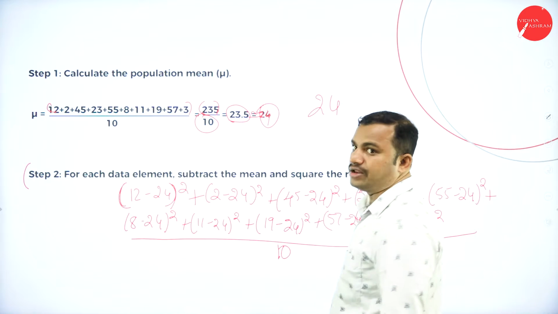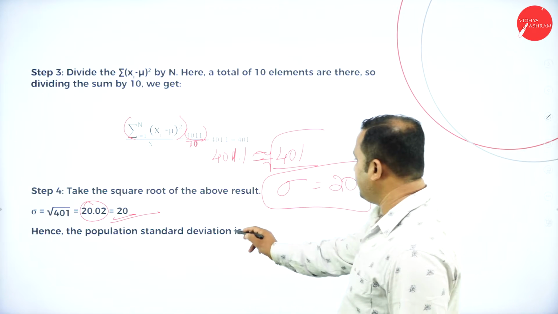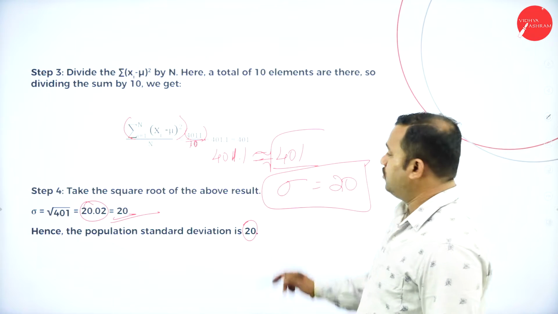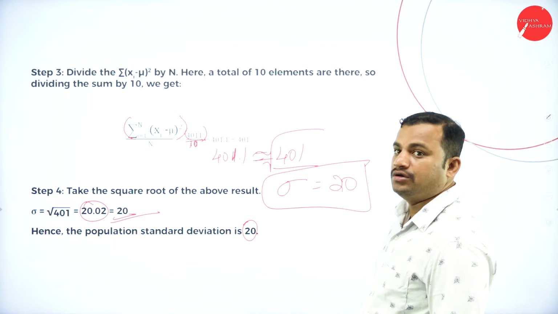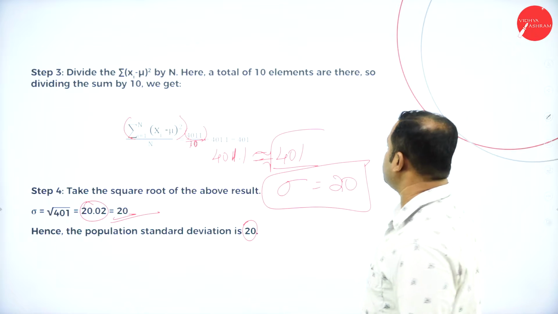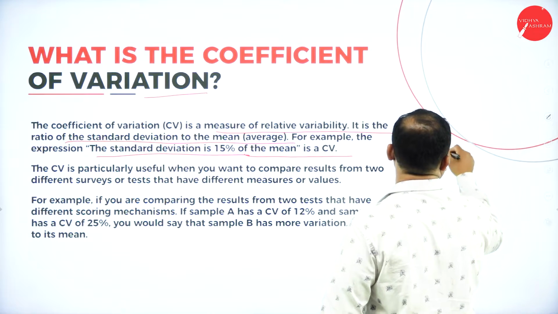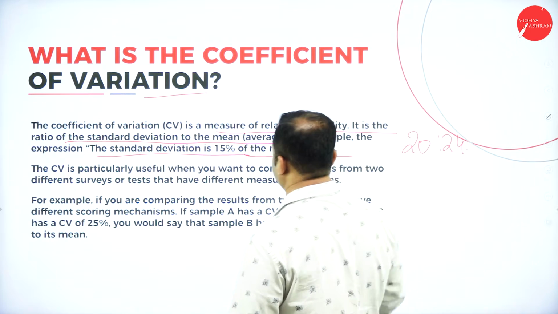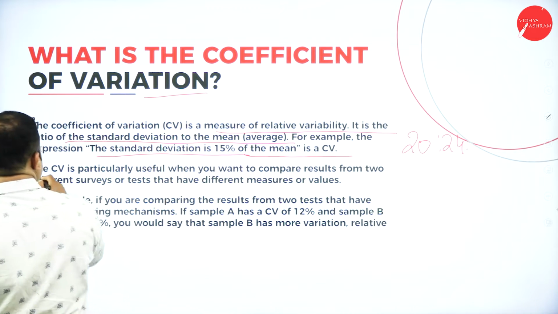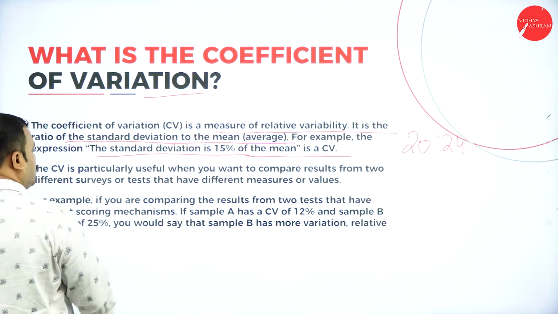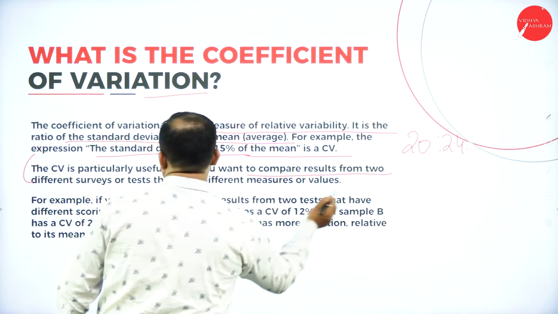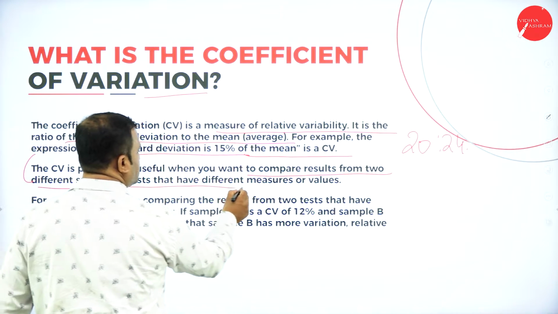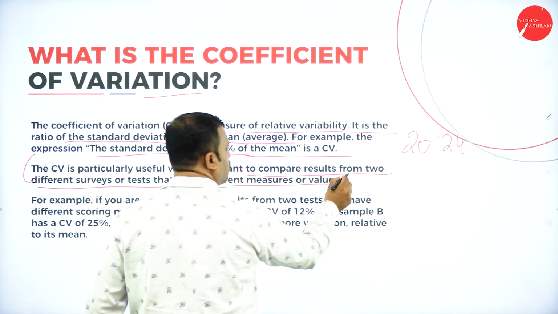We have found 24. What is the standard deviation? That is 20. The ratio of 20 to 24 is called the coefficient of variation. What is the deviation that is taking place from year to year? The CV, the coefficient of variation, is particularly useful when you want to compare the results from two different surveys or tests that have different measures or values.